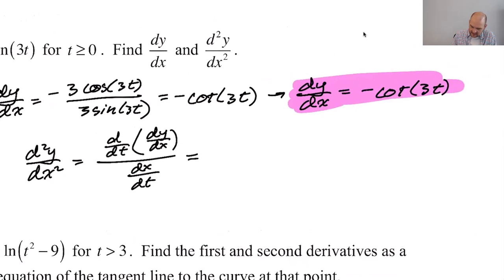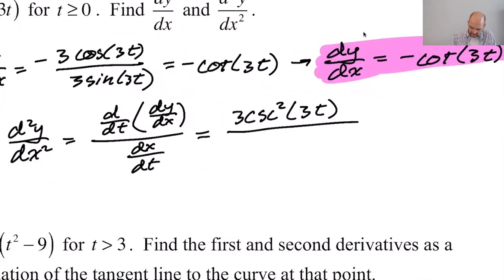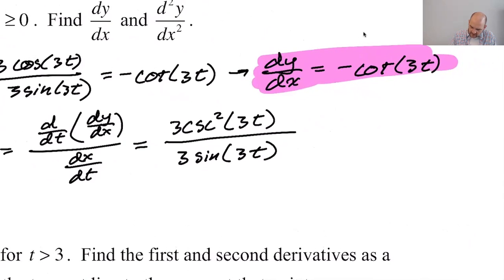Okay, so d/dt of dy/dx is going to be 3 cosecant squared of 3t. And then dx/dt was 3 sine of 3t. There's 3's everywhere, but they keep canceling. So the 3's cancel, and then I'm going to bring the sine up and make it cosecant cubed of 3t.